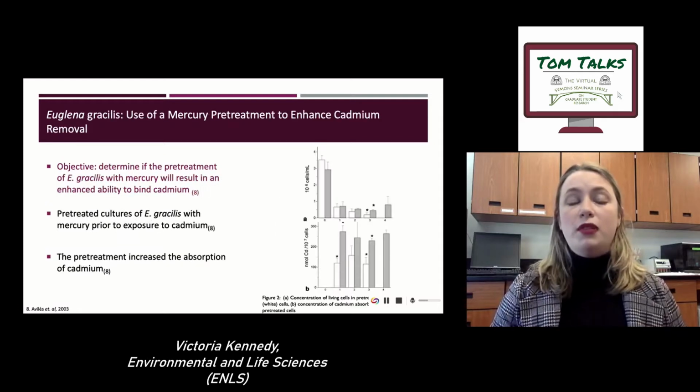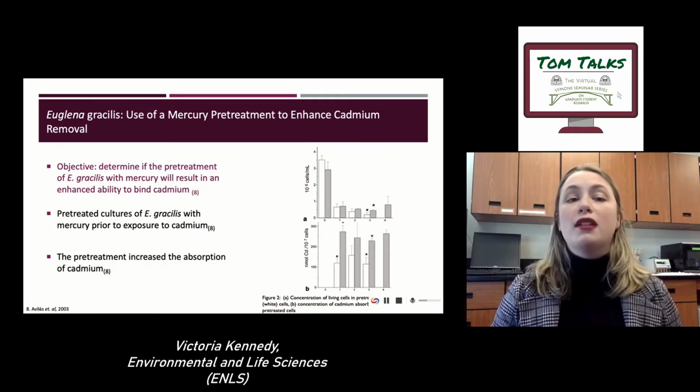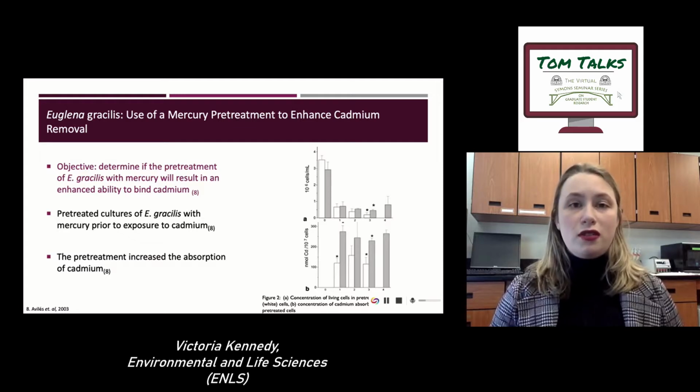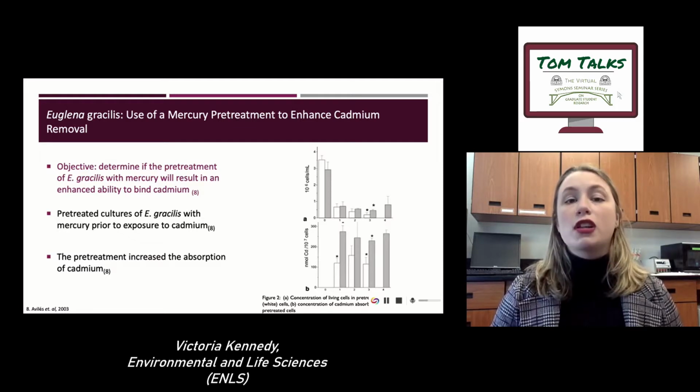The same group later on in 2003 wanted to see if they could use a pretreatment in order to enhance Euglena's ability to bind cadmium and remove it. So what they did is they pretreated Euglena gracilis cells with mercury before exposing it to cadmium to see what kind of effect this would have. And the results they found were twofold. What they first found was that it actually increased overall cell viability and the cell's tolerance to cadmium.